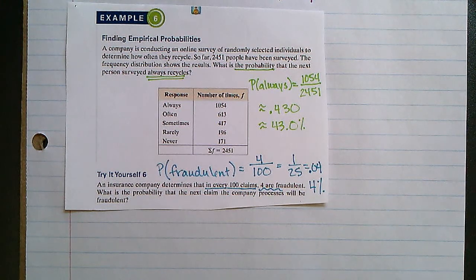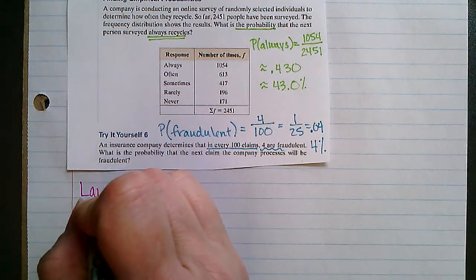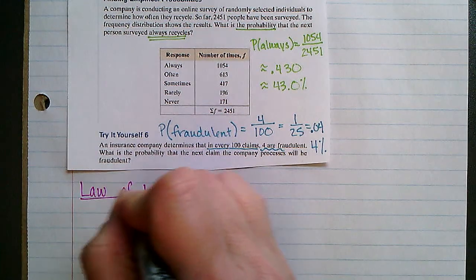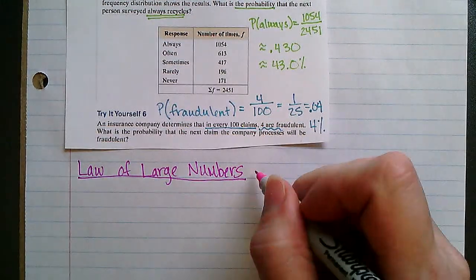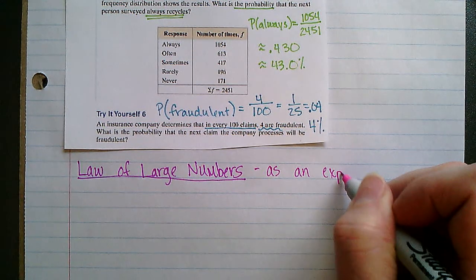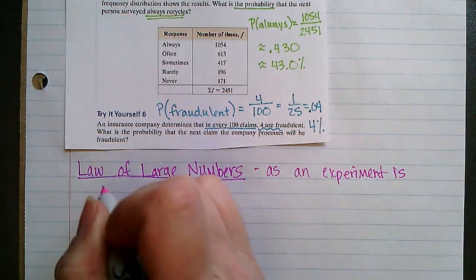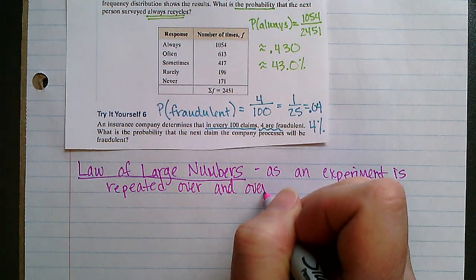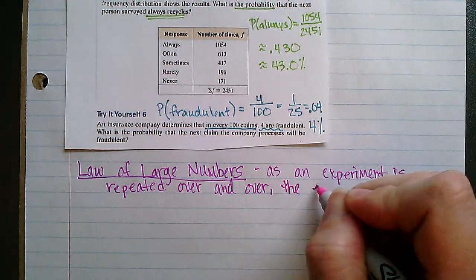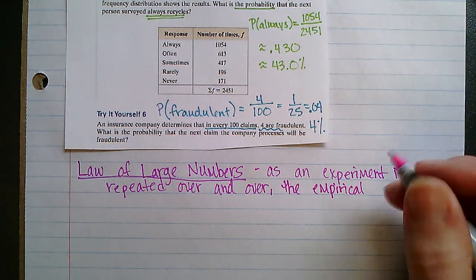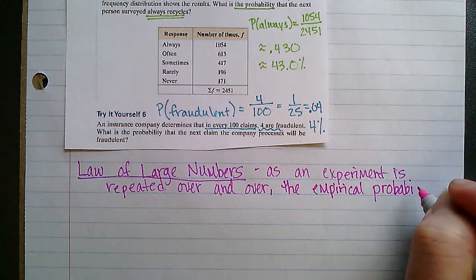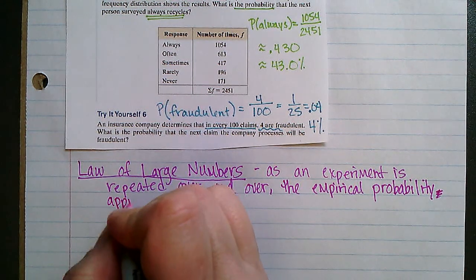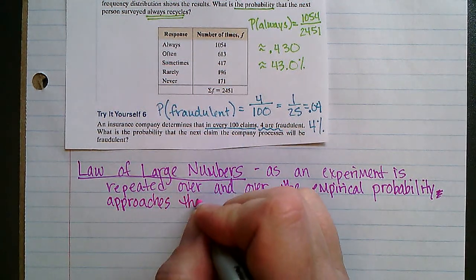Okay, let's talk about something called the law of large numbers. The law of large numbers says that as an experiment is repeated over and over, what happens is that the empirical probability, or the statistical probability, sometimes it's been called the experimental probability, approaches the theoretical probability.